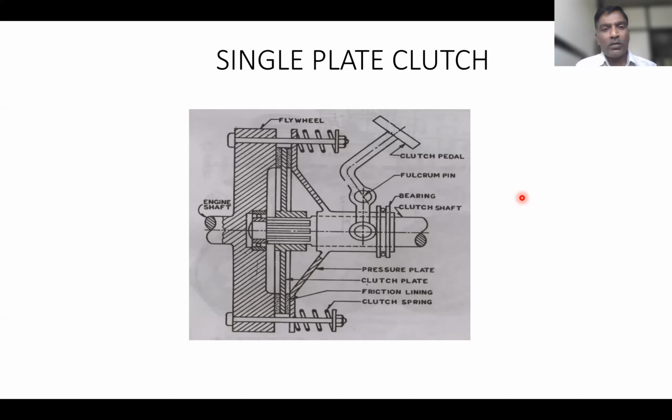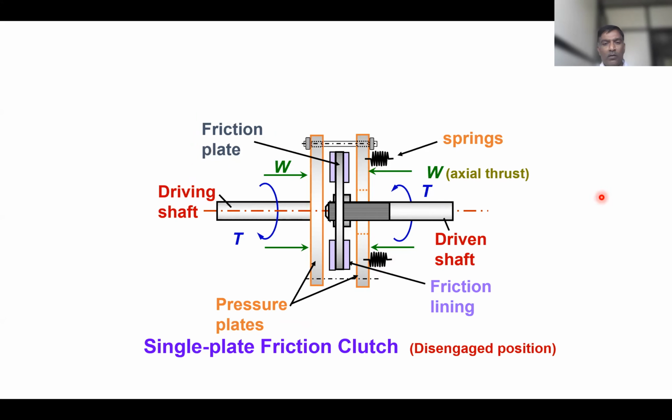Then we have seen this single plate clutch. Again, I am repeating. Whatever slides we have seen till now, you got an idea about the various components. The first component is the flywheel, then this one is the clutch plate, and this is the pressure plate. These springs are provided to apply the external force. Now here, this is a clear image.